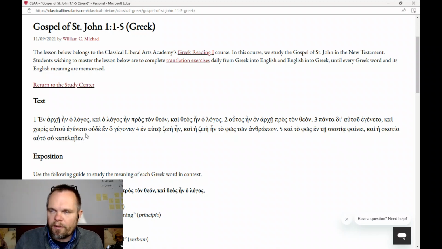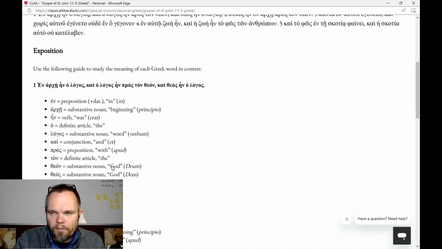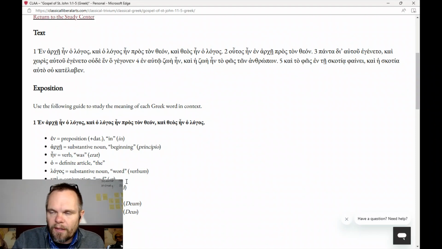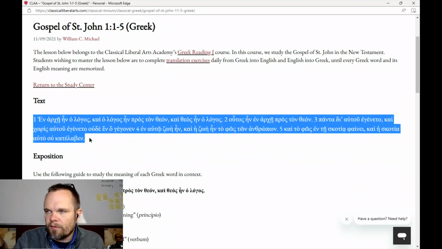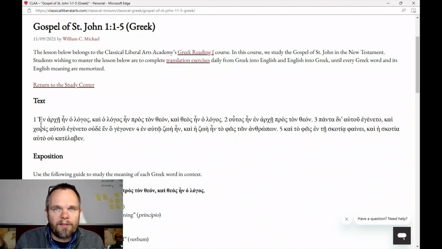And then we work through the translation word by word through each verse we study. And as I said, we work through about 5 verses in every lesson. So let's go ahead and get started here rather than waste any time. And again, this is the Gospel of St. John, chapter 1, verses 1 through 5 in Greek. And you see here at the top of the lesson, we have our text for verses 1 through 5. So let's just take a look at this text and read through it together.